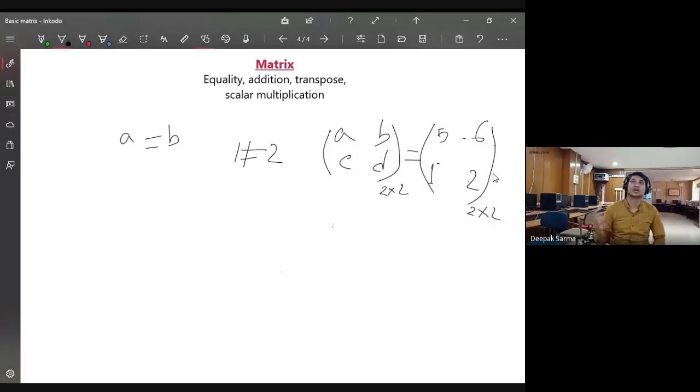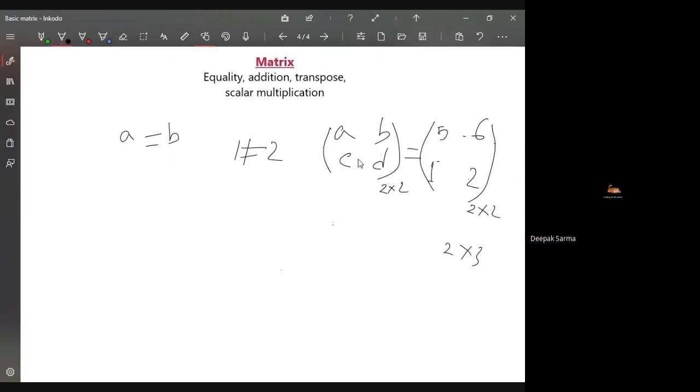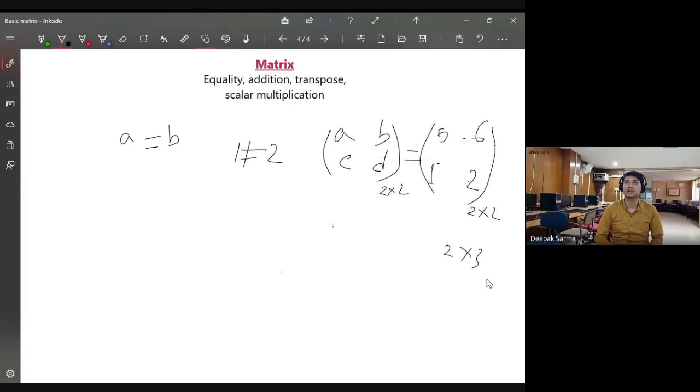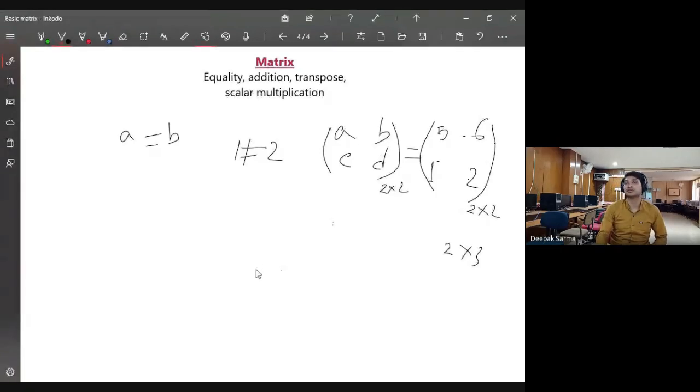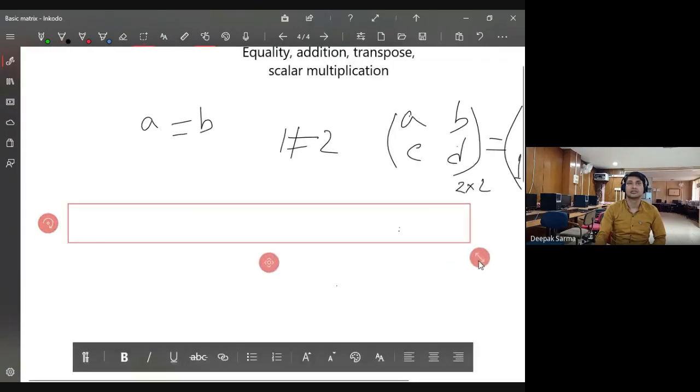So here A, B, C, D equal to 5, 6 and so on cannot be equal to some other matrix, like a matrix of order 2 by 3. This matrix cannot be equal to a 2 by 3 matrix because the order is different. Here I have 4 numbers, there I will have 6 numbers. So they cannot be equal. Only when the orders are equal and the corresponding elements are also equal do we say the matrices are equal.